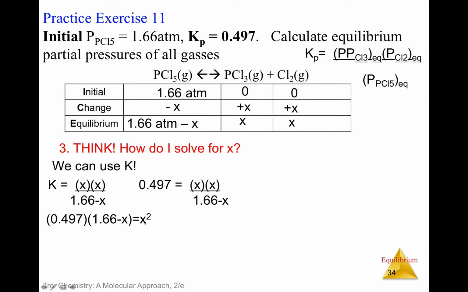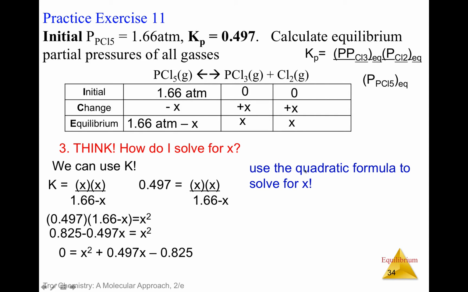Okay, so now algebra. X times X is X squared. Multiply both sides by 1.66 minus X, brings it over here. Now I'm going to distribute 0.497 times 1.66, 0.497 times X, and I end up with 0.825 minus 0.497X equals X squared. And you might notice this is now in the form, or getting towards the form of the quadratic equation that we can use. So to use the quadratic equation, I have 0 equals X squared plus 0.497X minus 0.825. So all I did, I subtracted 0.825 from both sides, I added 0.497X to both sides, and as you remember from your math classes, we can use the quadratic formula to solve for X.